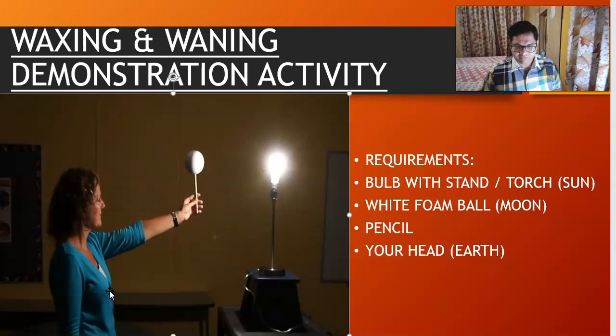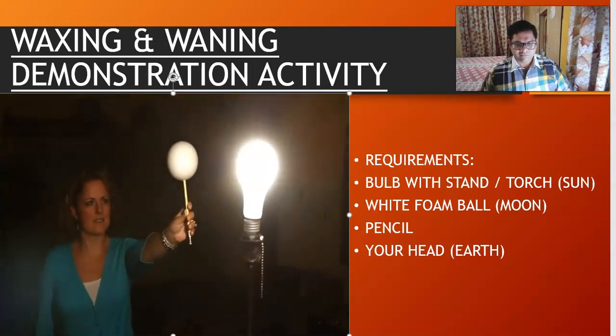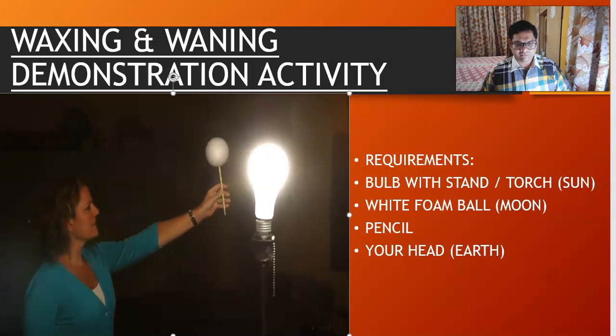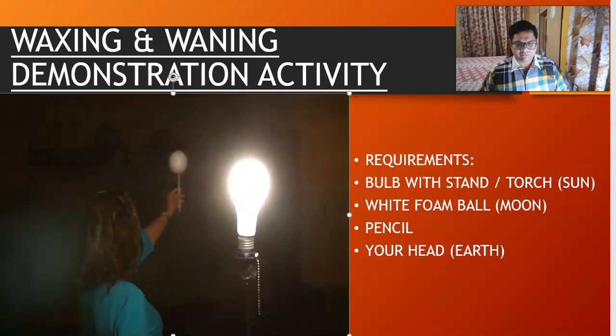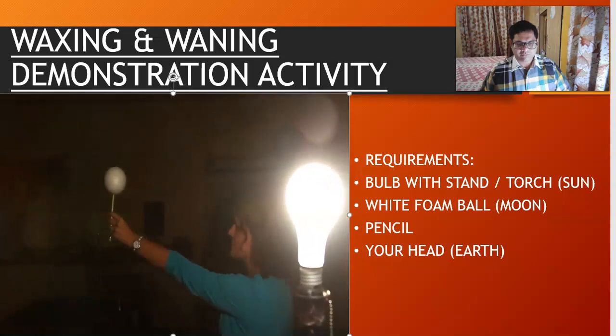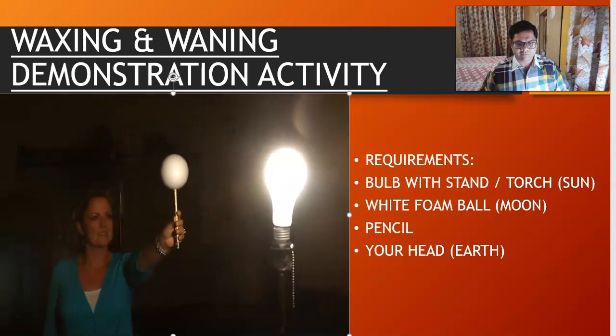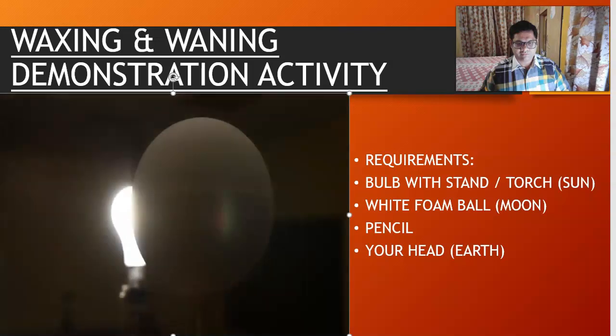We know that the moon orbits the Earth. So in this model, I'm going to get the moon, the foam ball, to orbit the Earth in my head. Notice that no matter where the moon is in its orbit, half of it is always lit up by the sun. But when the moon is in this position, I can't see any of the lighted side of the moon from Earth, my head.